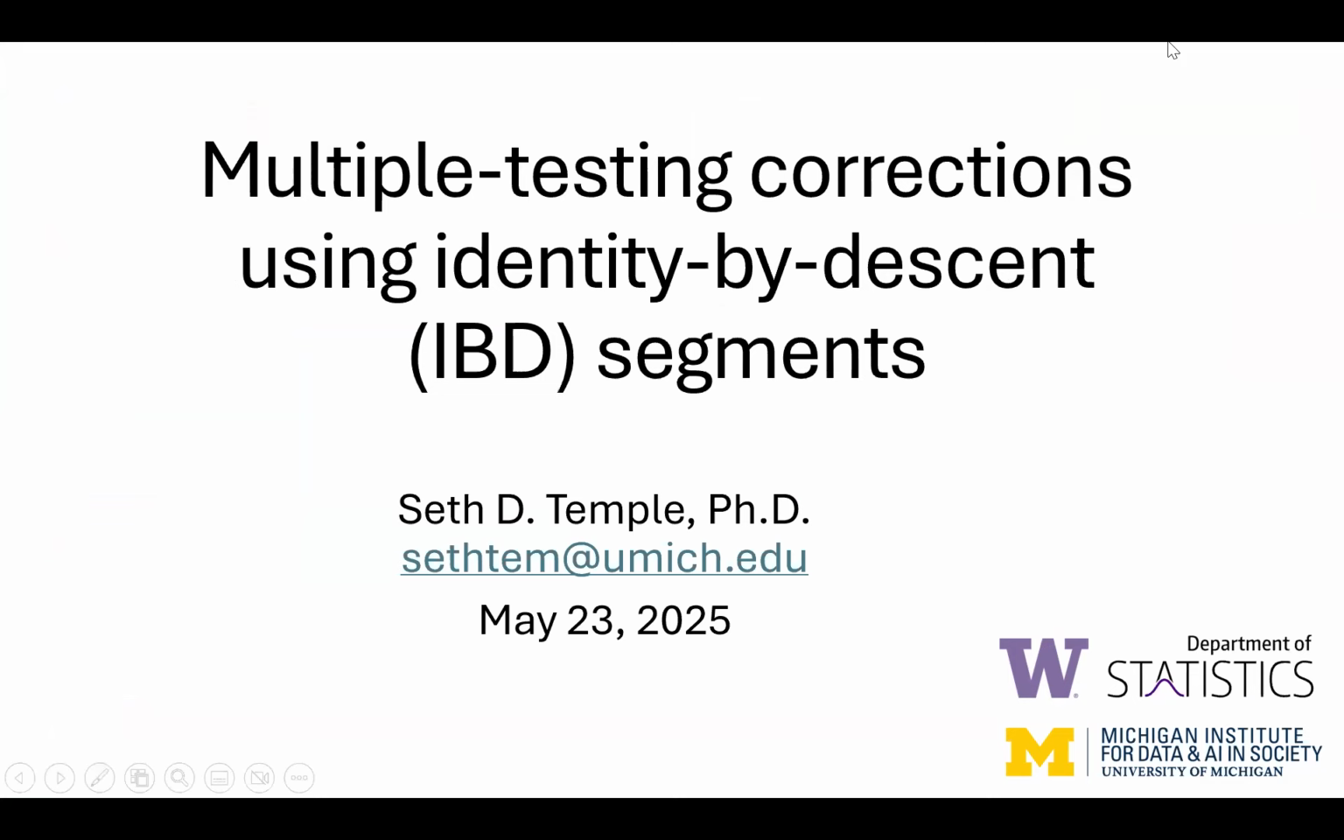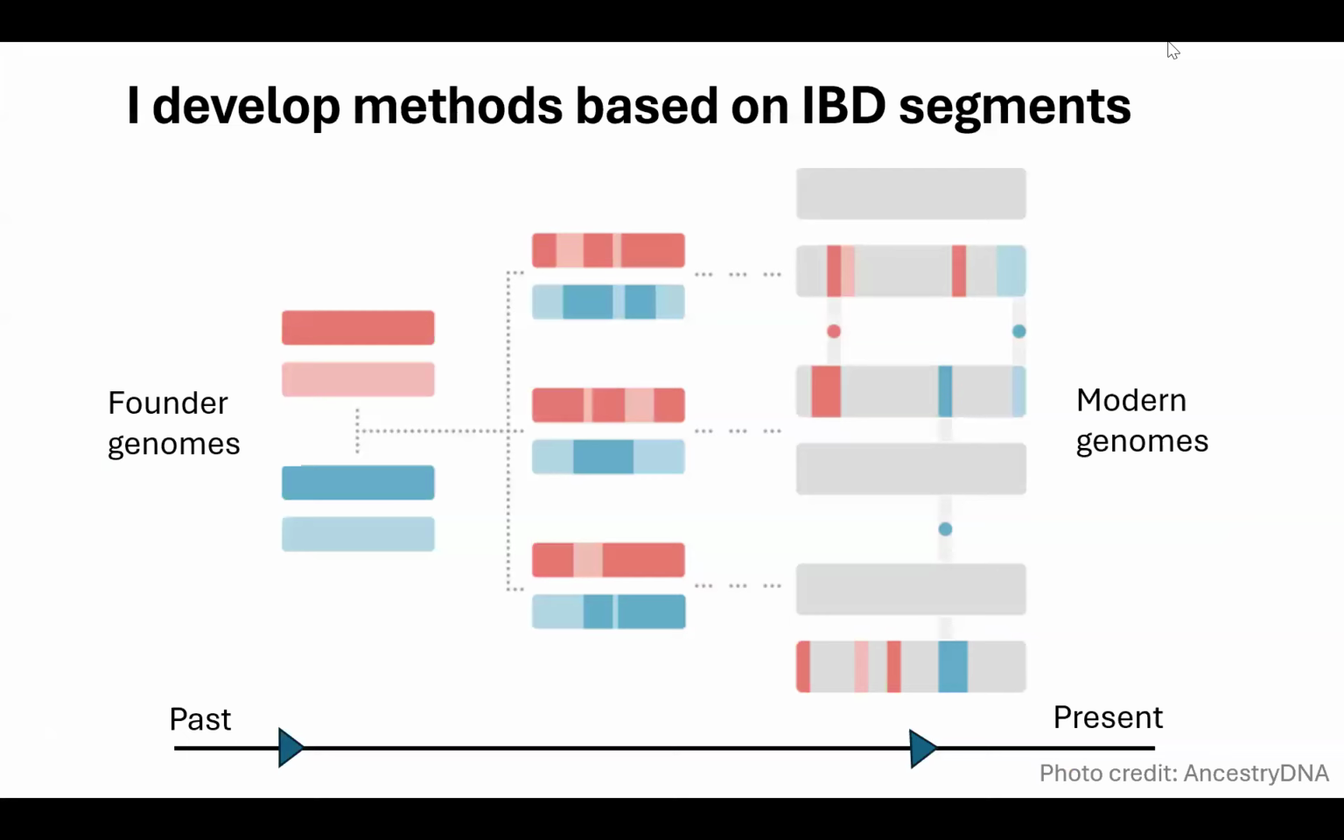Okay, so much of this is concerning my thesis research at the University of Washington Department of Statistics. Today, my topic is multiple testing corrections using identity by descent segments. So I'll start by just setting the scene of what these identity by descent segments are, which is a form of genetic data. Overall, I have and continue to develop methodology based on these IBD segments.